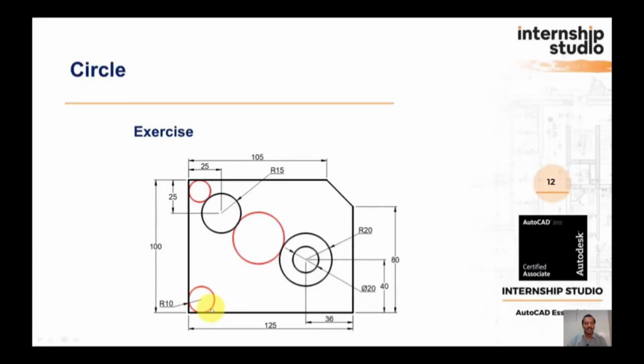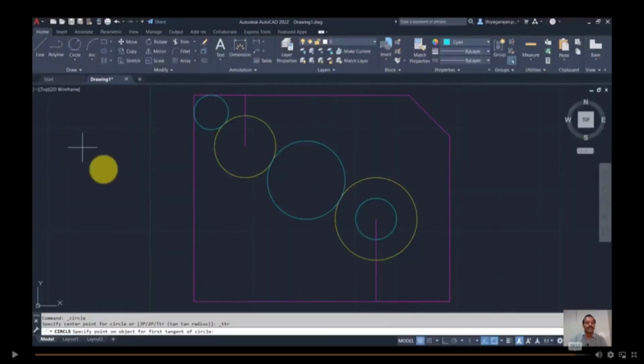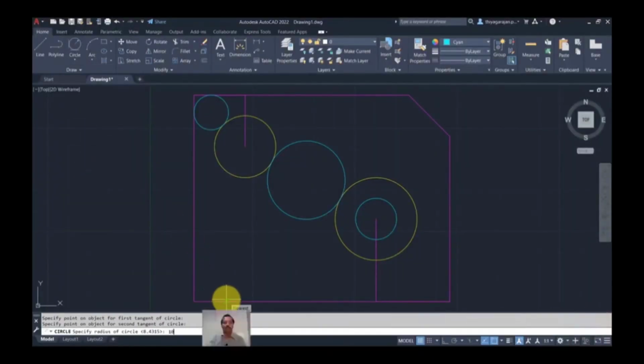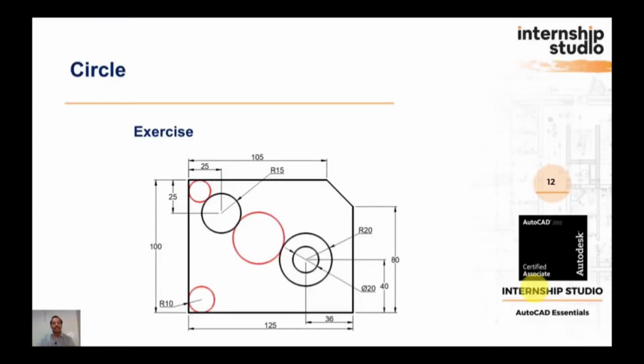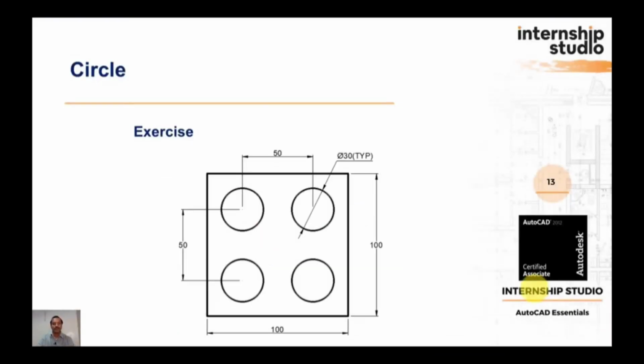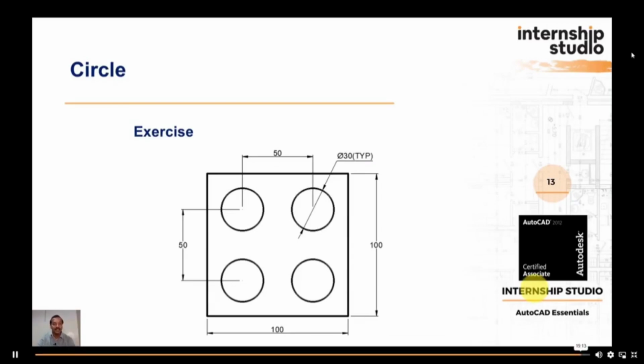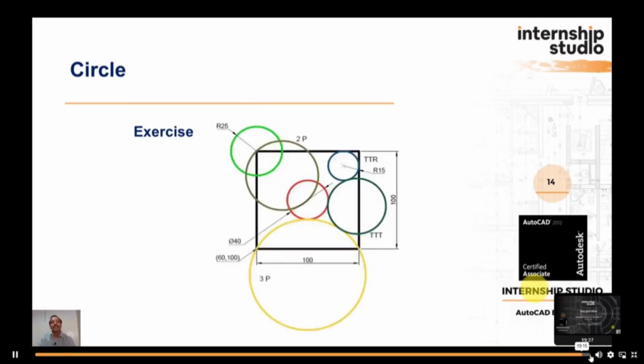Then the bottom circle is touching these two circles with a radius of 10, using tan, tan, radius. Touching the one line, touching the other line, radius is 10 mm. In a similar way, I'm going to give you some more exercises for your practice to understand the line and circle types. Okay. If you have any queries or doubts, please let us know.